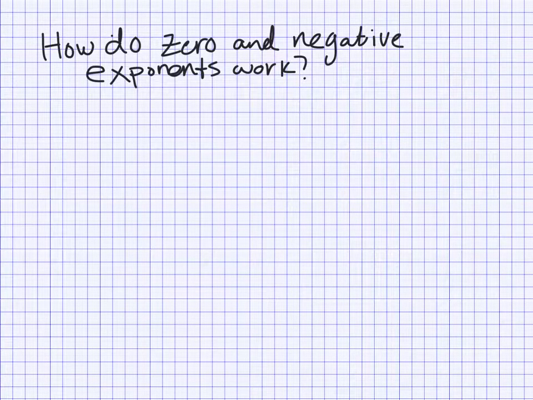So we're going to call this how do 0 and negative exponents work. And we're going to be using powers of 2 for our example. So we're going to make a nice long list. We're going to start with 2 to the power of 4. And I want you to write underneath that number, what is 2 to the power of 4? I'm going to do the same thing for 2 to the power of 3, 2 to the power of 2, etc.